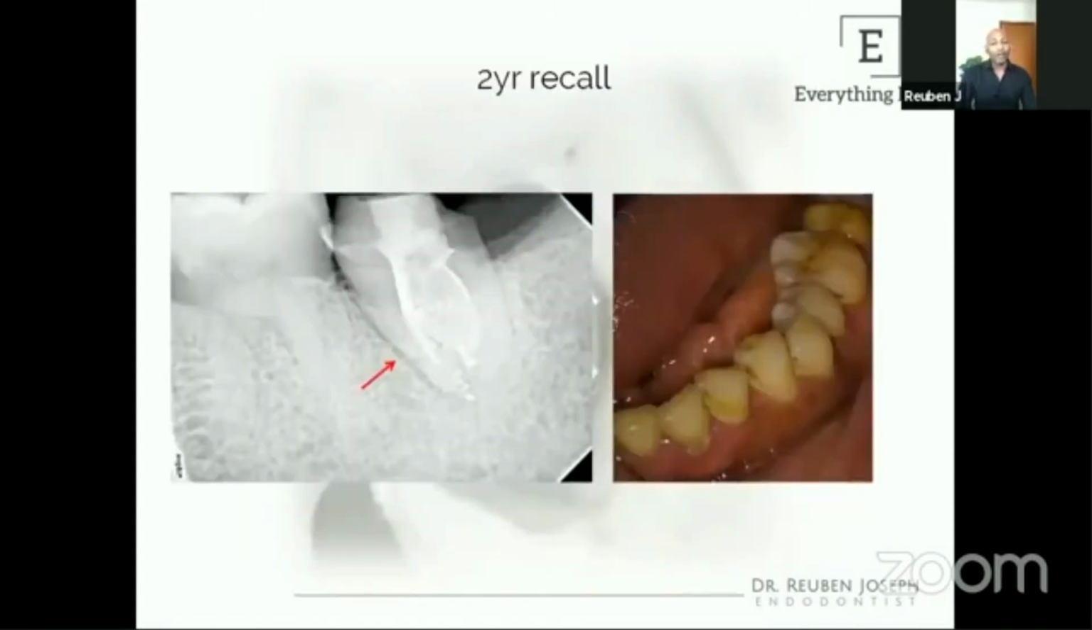And one little observation I made on this case: I normally recall and follow up all my cases really well. So one little observation I made in this case quite recently was, if you can see, the periodontal ligament space is widening. If you look at the parallel image of the patient's occlusion, you can see there are a lot of wear facets. So the periodontal load on this tooth is quite high.